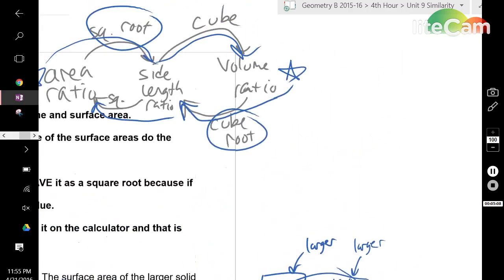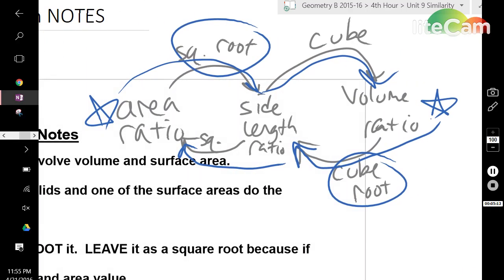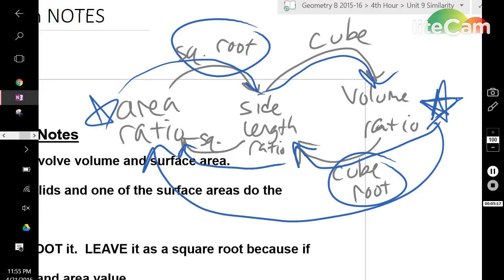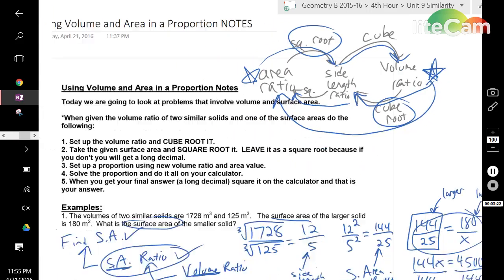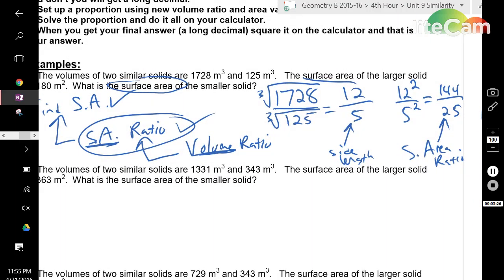So let's go back to our diagram. What we started with was a volume ratio, so this star over here, and we moved through the diagram over here. So first you cube rooted, and then we squared. Keep track of where you're starting and where you're ending, and how you're going to move through that diagram, and set up your proportion correctly.